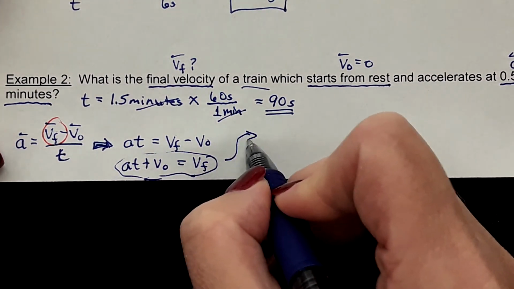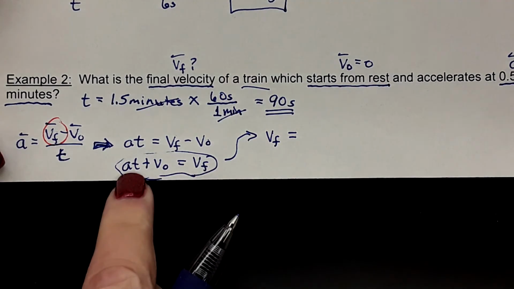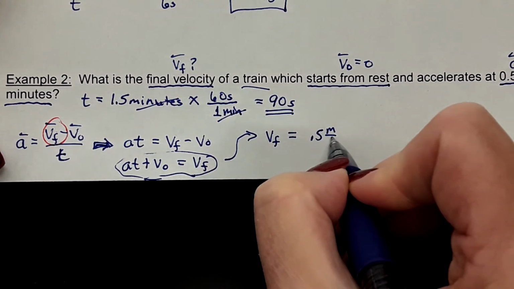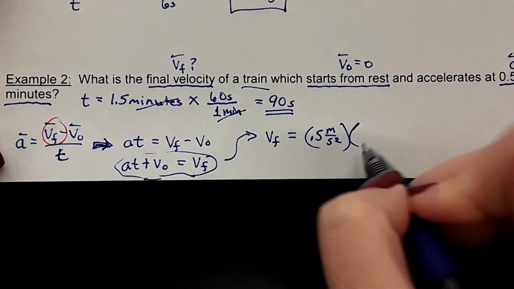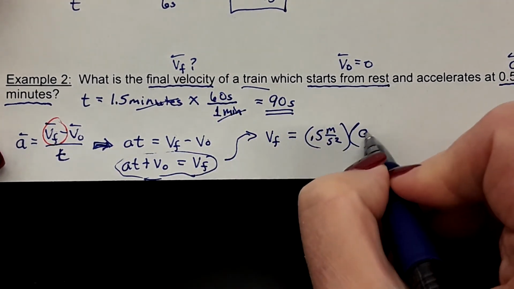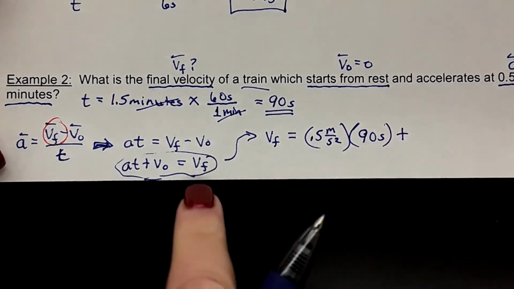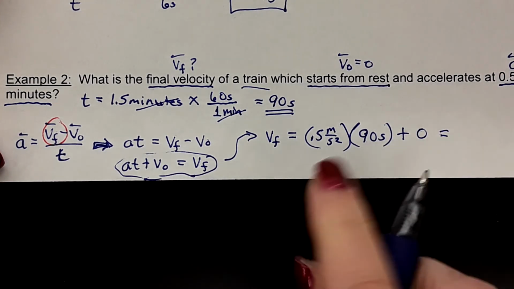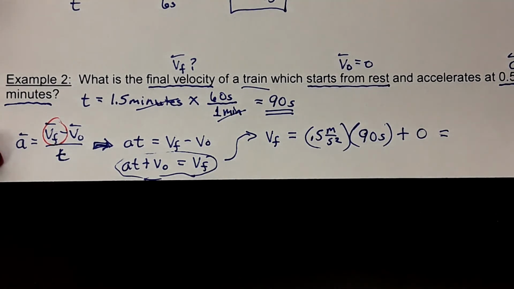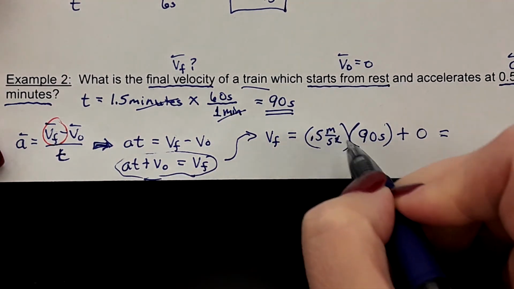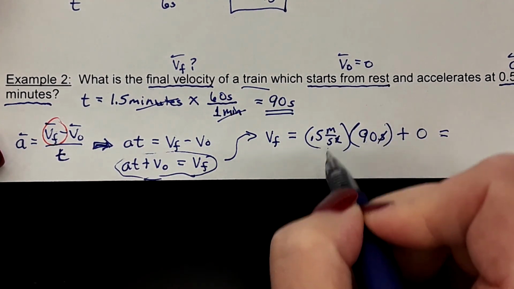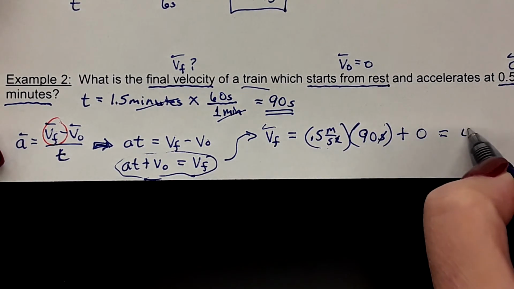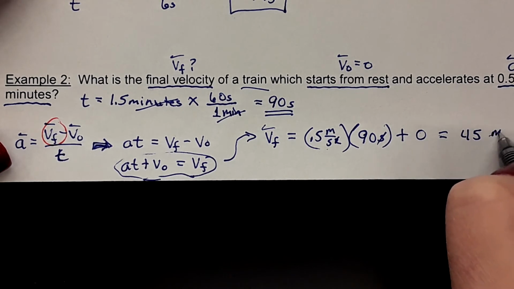So over here, we're going to say v f equals a times t. All right, well, here's the a, 0.5 meters per second squared, times the t, which we've got to use, 90 seconds, plus v sub o, ooh, but that's 0, okay? Now we just multiply. Notice a second cancels, so we're left with meters per second, which makes sense since we're measuring velocity. Half of 90 is 45, and that's going to be meters per second.